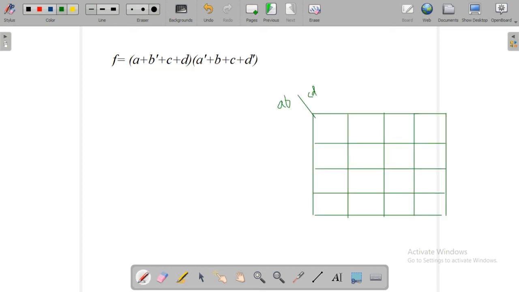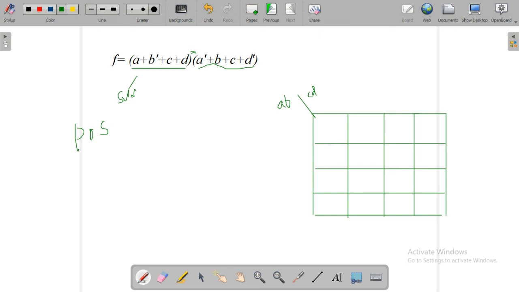This is a 4 variable K-map, and each one is a max term. A plus B dash plus C plus D. This is one max term. A dash plus B plus C dash is another max term. And you know this max term means the sum of all literals. That's why it is a max term. This is one max term, this is the second max term, and here it's a multiplication, that is the product. So we can write this expression as POS, product of sum. Understood? Product of sum.